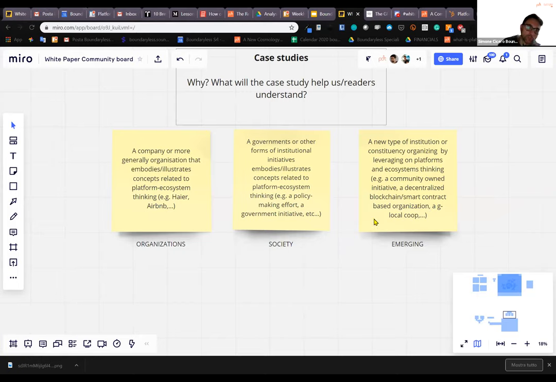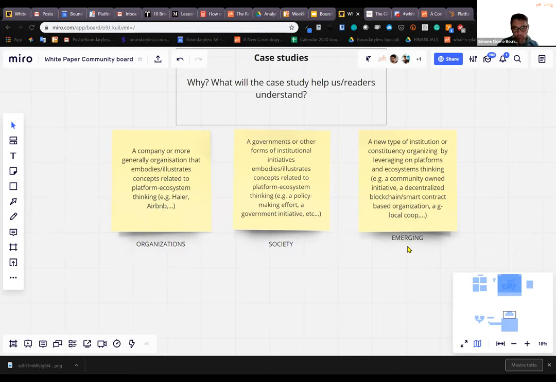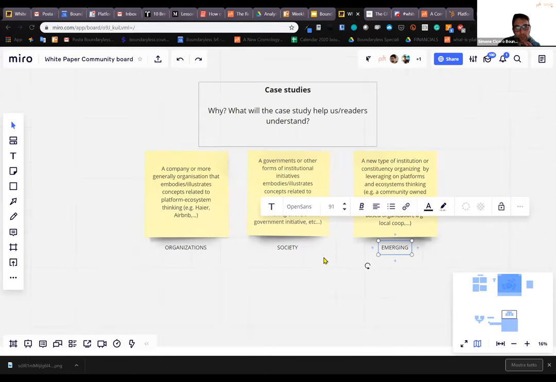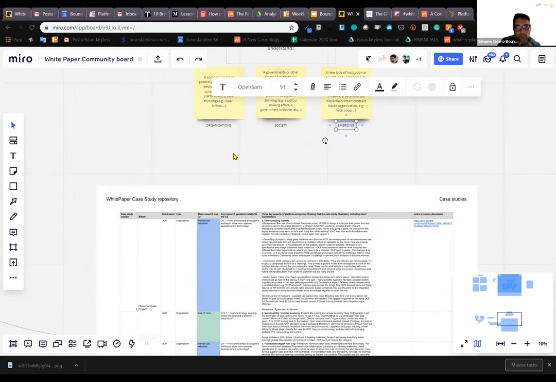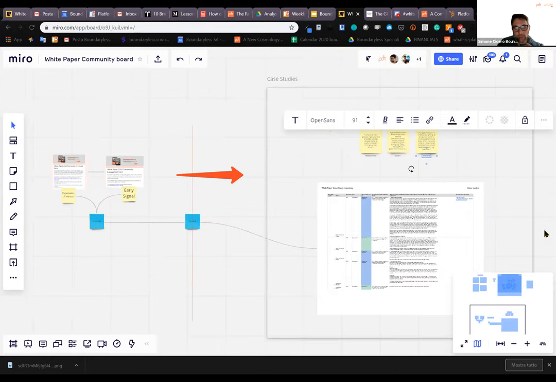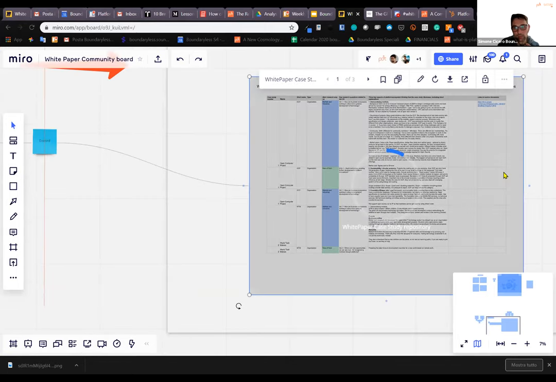So again, we don't believe that these labels are going to be accurate, but it's just a way to more or less distribute the type of case studies that we are looking for. So organizational case studies, societal case studies, institutional ones, emerging projects, emerging initiatives, something that is hard to taxonomize, not especially because they are emerging. So that's something new by definition. When it comes to analyzing the case study, we are using this framing. So I think this one needs to be refreshed.